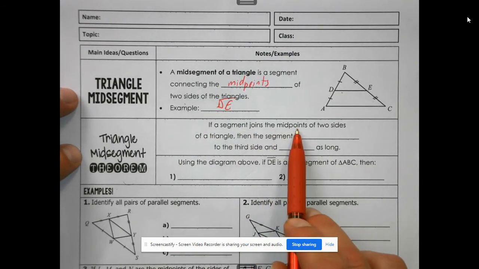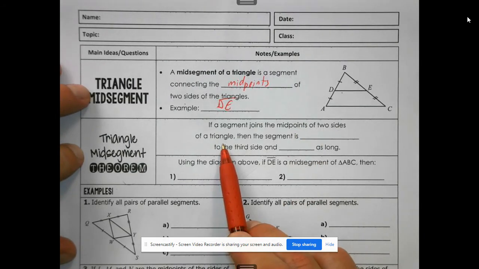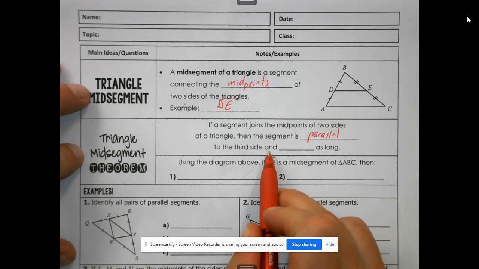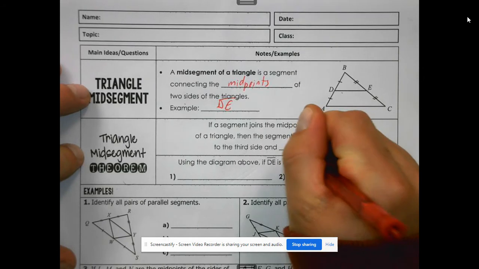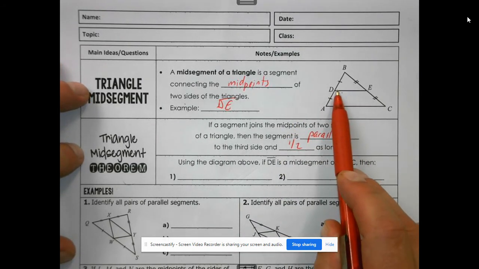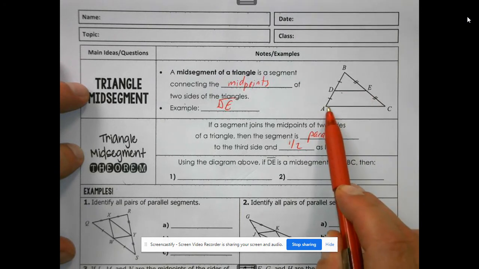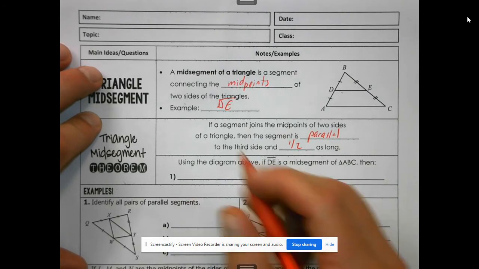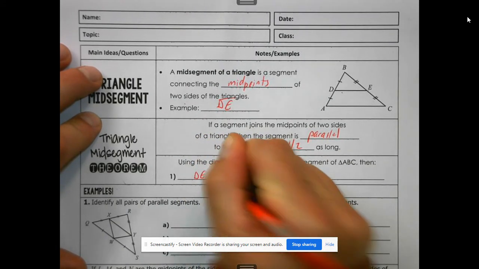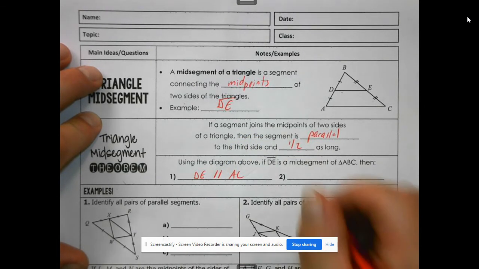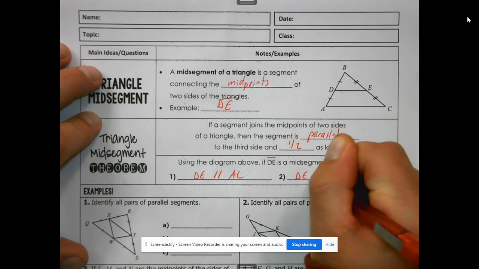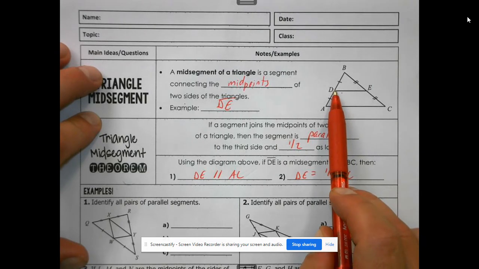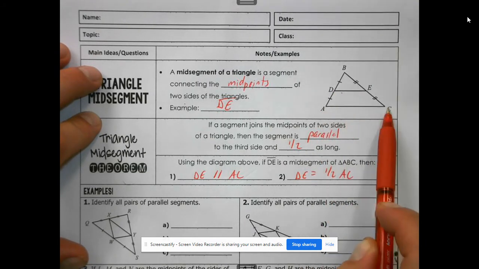If a segment joins the midpoints of the two sides of a triangle, then the segment is parallel to the third side and is half as long. So if you check out the example, this piece right here is going to be half as long as the base AC. Use the diagram above. DE is a midsegment of triangle ABC. I know that DE is parallel to AC, and I know that DE, which is your midsegment, is equal to 1/2 of that base AC. So once again, this midsegment is half as long as the base AC.